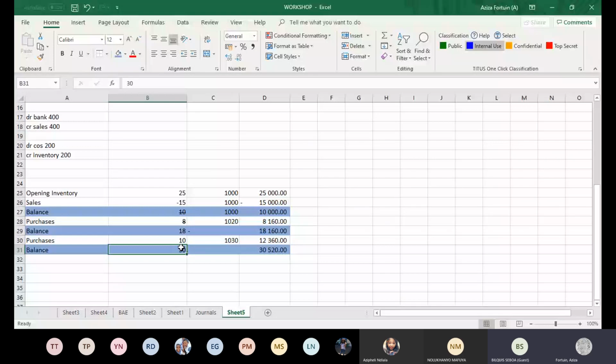Sorry, is it not 2 from the 18? No, it's 2 from the 12. It's 10 from the 1,000, 8 from the 1020, and then 2 from that 1030. Okay. So now we have 10 left.